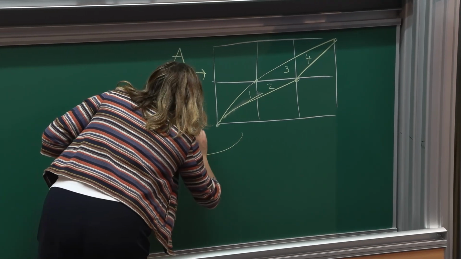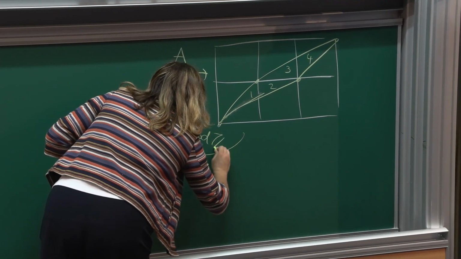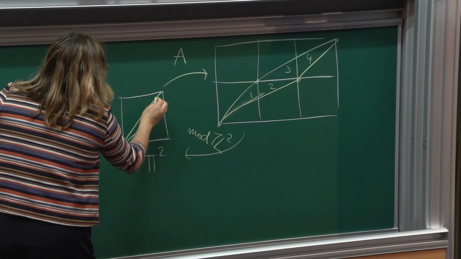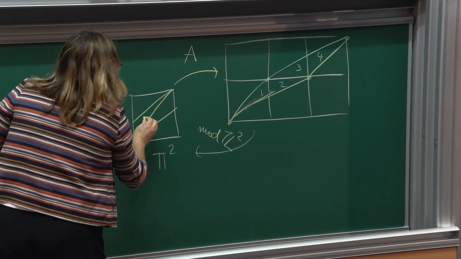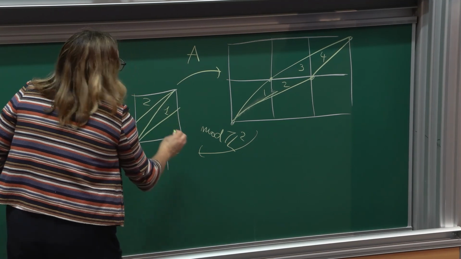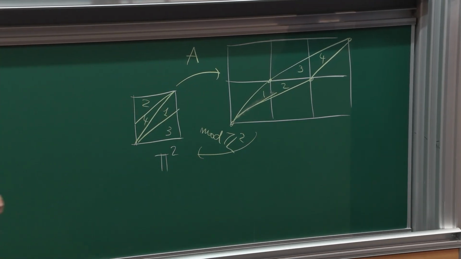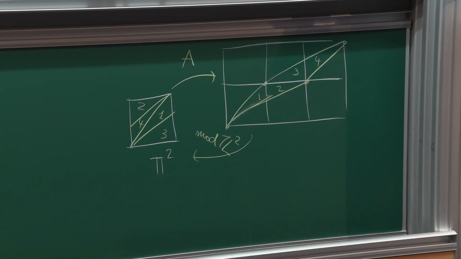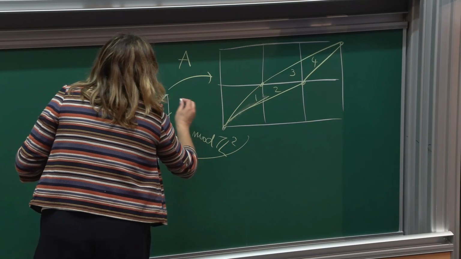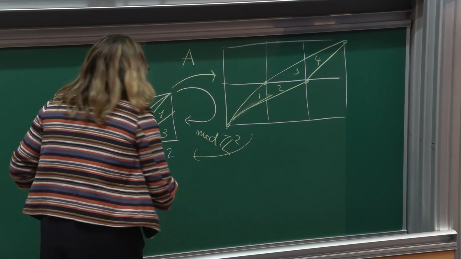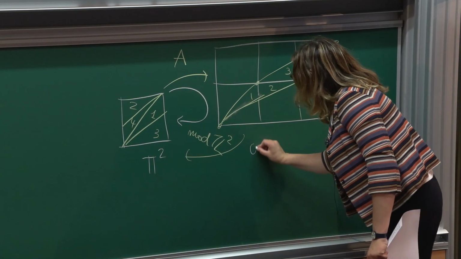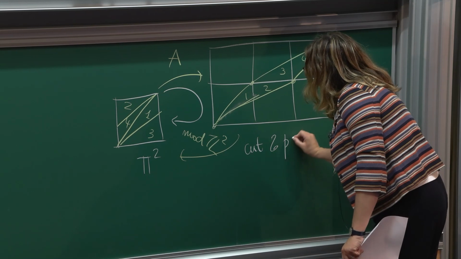So you can take the result modulo Z2. So I can translate each piece. This is, for example, piece 2. This is piece 1. This is piece 3. And this is piece 4. And the combination of linear action and cut and paste. So mod Z2, you can think of it as a cut and paste by translations.